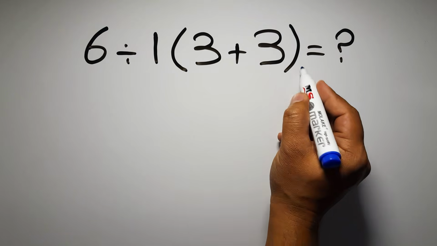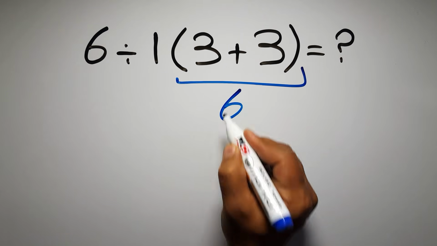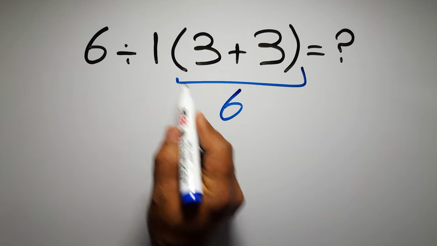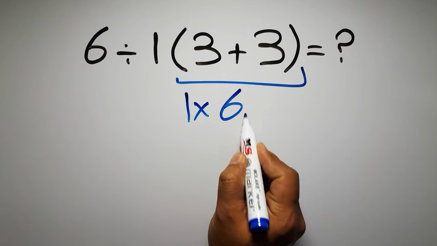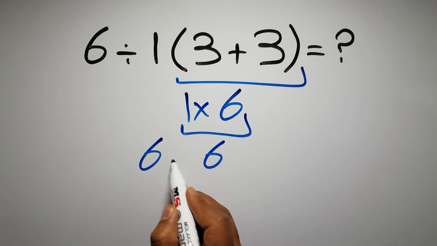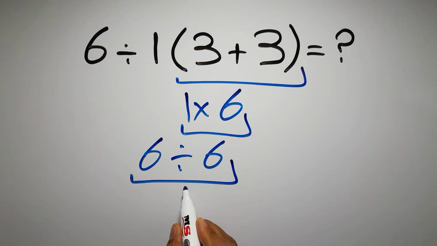3 plus 3 gives us 6. So we have 1 times 6 gives us 6. So 6 divided by 6, which equals 1.